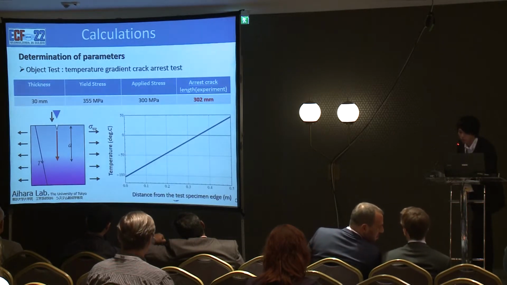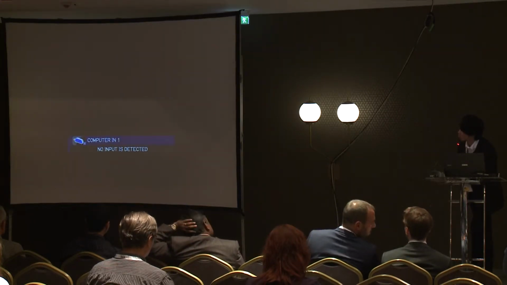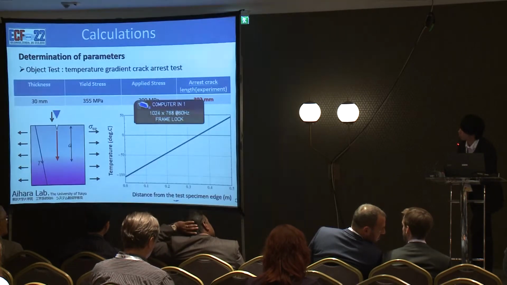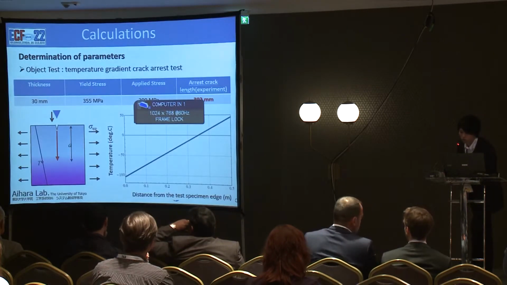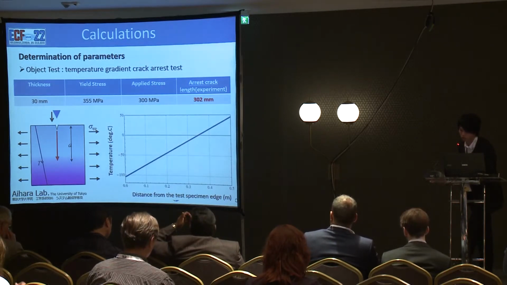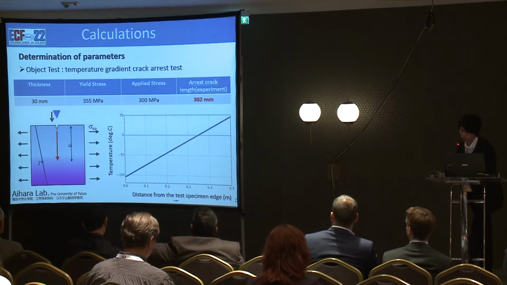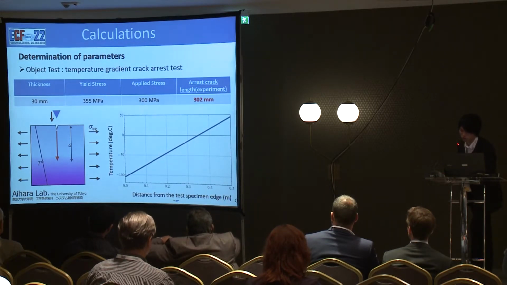From now, I explain the calculation to reproduce the fracture surface and crack arrest toughness. Brittle fracture surface of a temperature gradient test was subjected to the calculation. Plate thickness was 30 mm. Yield stress was 355 megapascal. The condition of the experiment is as follows. Applied stress was 300 megapascal.